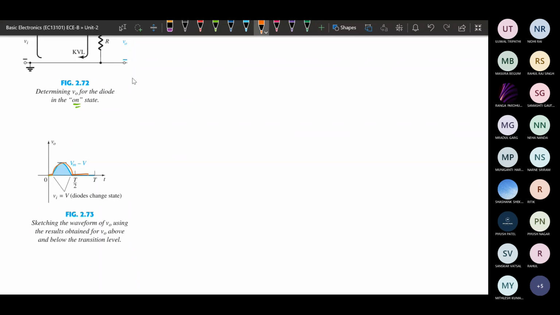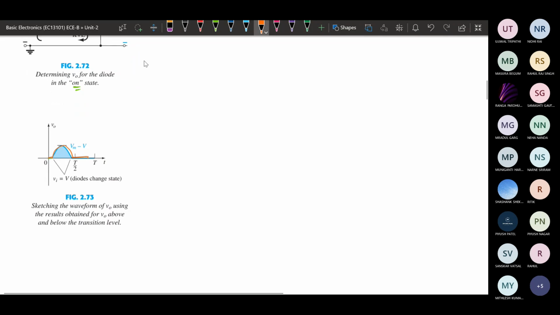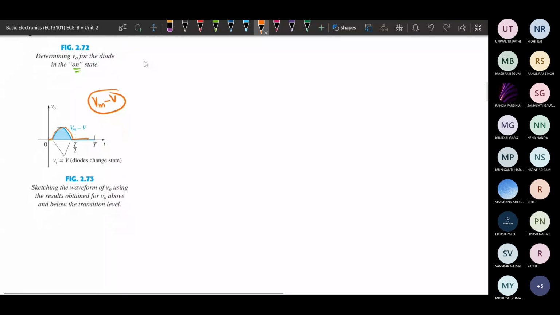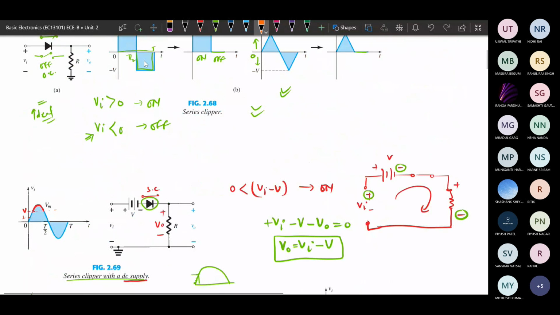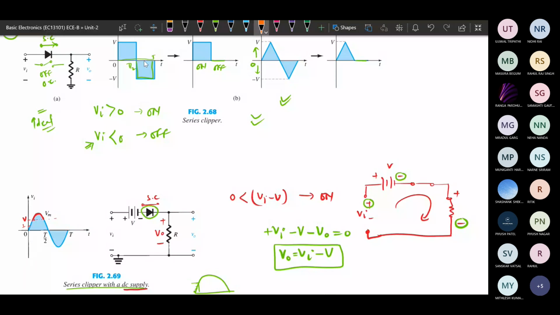This is the waveform that we will be obtaining. In the negative half, the diode will always be in reverse bias, so it will have a zero output. The maximum output voltage we get is the maximum input voltage minus the DC supply voltage we applied. So this is a series clipper with a supply voltage.